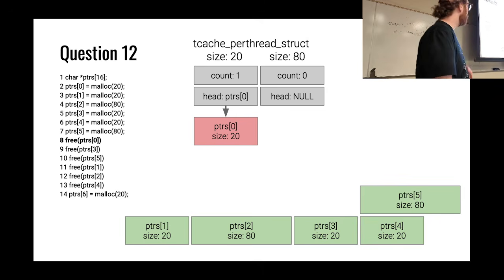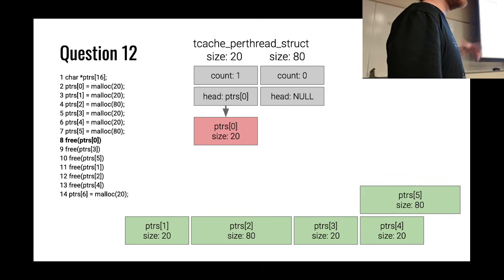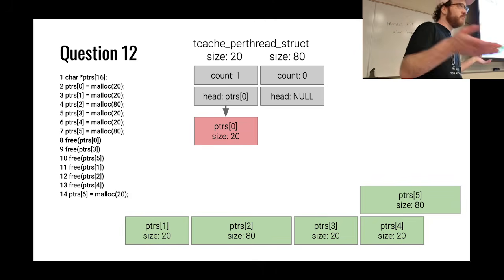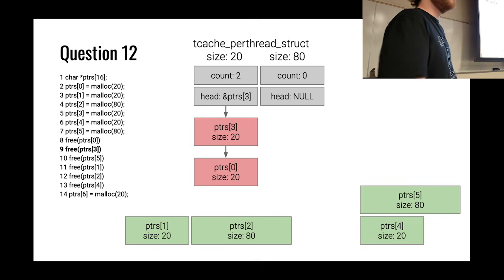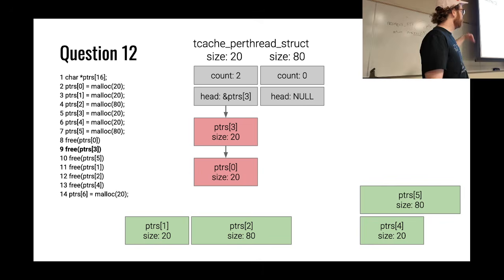And so when we free our first chunk, that chunk is no longer in use, so it's marked in red in my color-coded PowerPoint. Then it's inserted into the T-cache per-thread struct list for the bin of that size. Similarly, because we now have one chunk in the bin, that count variable has increased by 1. Then I'm going to free the second chunk.